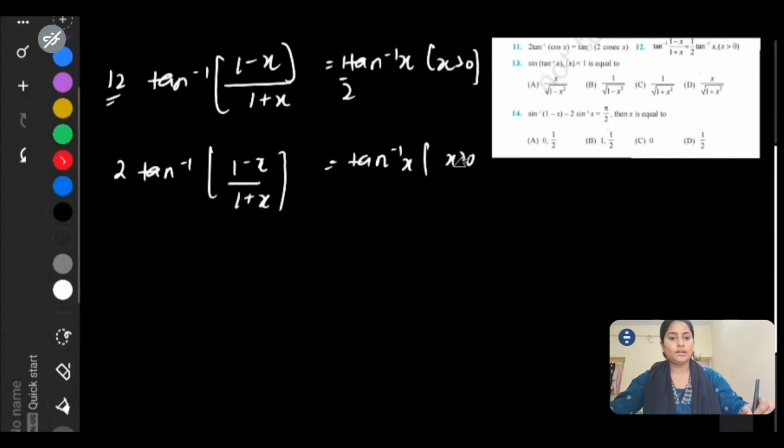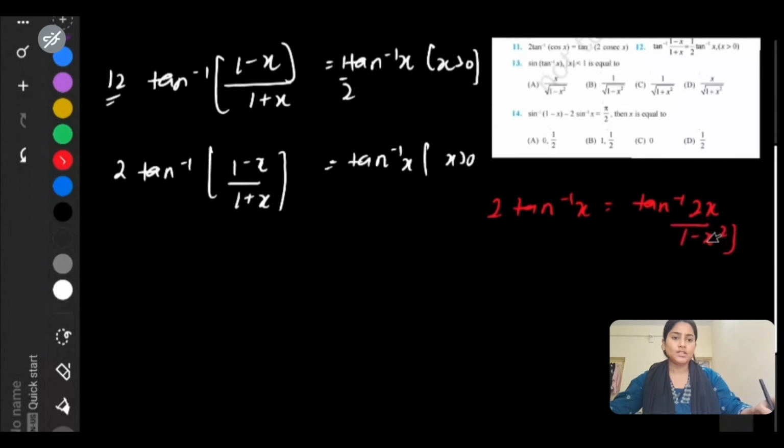So we know one formula, which is a very important formula. I already told you about this and have mentioned it a lot of times. It is 2 tan inverse x is equal to tan inverse of 2x upon 1 minus x square. You know that? So this formula will be used here, and in place of x we'll write 1 minus x by 1 plus x.